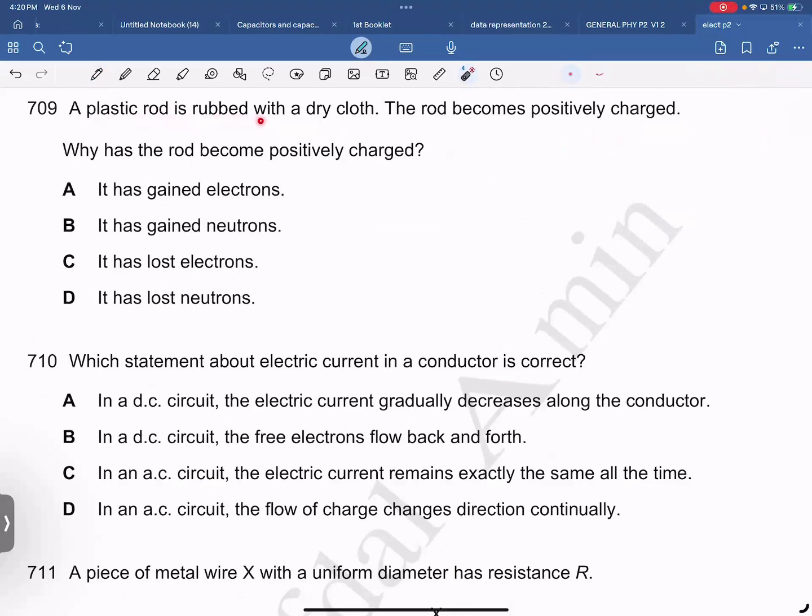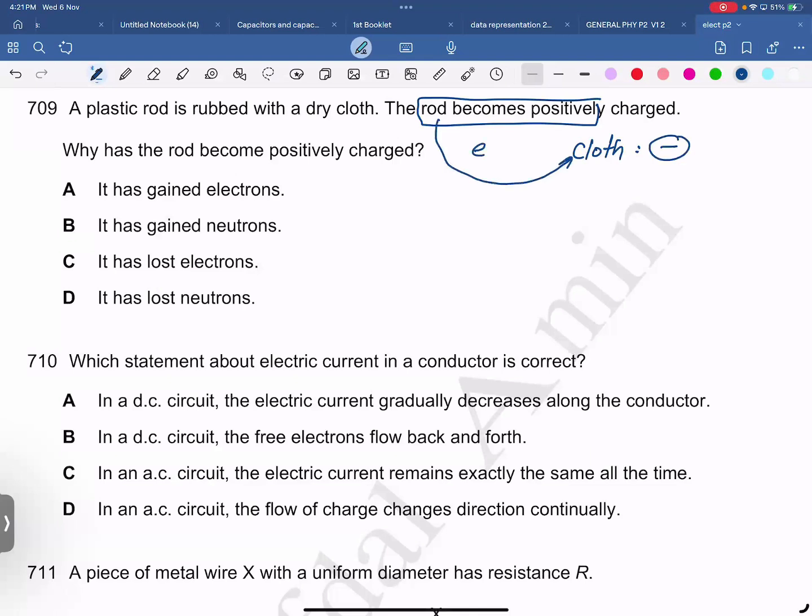A plastic rod is rubbed with a dry cloth. The rod becomes positive. Stop here. If the plastic rod is positive, it means the cloth is negative. So it means the electrons move from the rod to the cloth.